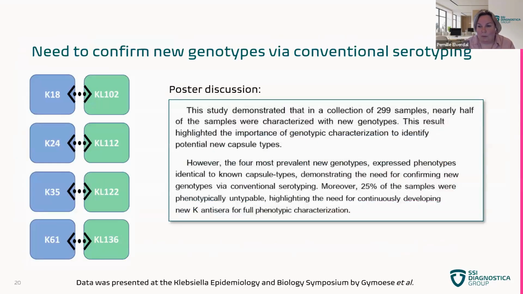And this is the discussion of the poster, where they actually saw that some of these vaccines which are being developed actually targeted known K types and not new serotypes. And you can say they discussed that it is important, when you're recognizing new genotypes, that you also check that they are actually new capsular types and that they are expressed in the genes.